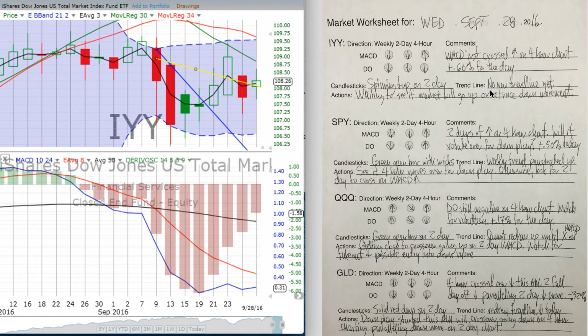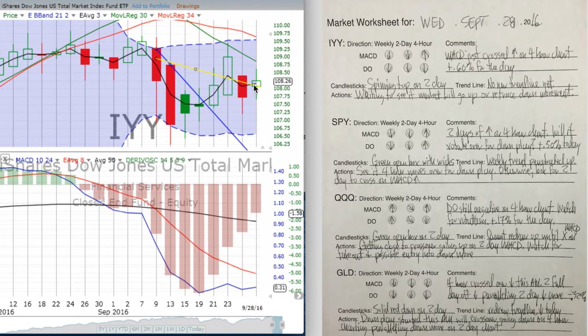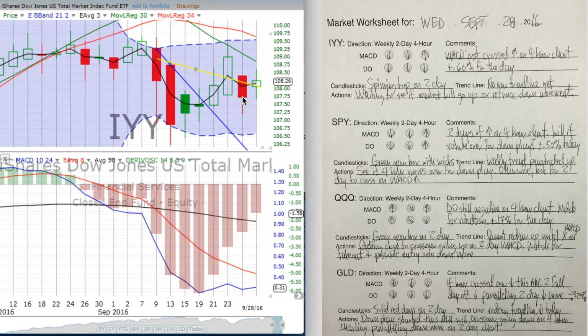Trend line. There's no new trend line yet. Why? Because we can't draw a trend line. We have one that was broken all the way back on the 21st of September, but we've not been able to draw a new blue 2-day trend line. Why is that? Well, because we don't have anything to attach it to. We only have one red down candle, and that was on the 27th after we had it breached back after the 2 down candles on the 9th and then the 13th. So we've not been able to draw a new trend line yet.